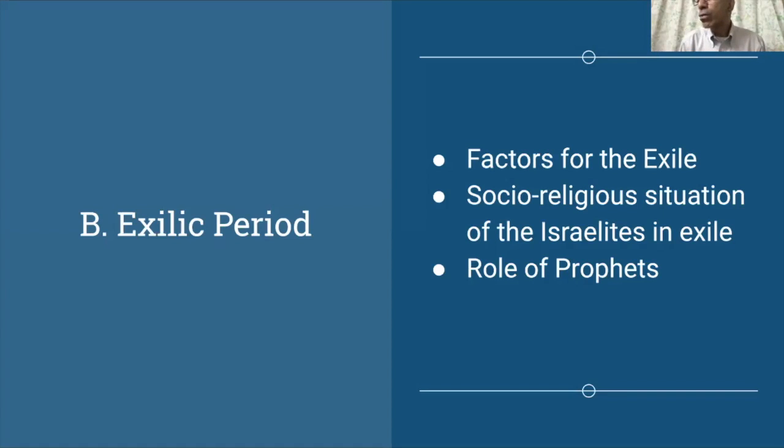So all the 12 tribes were there, put together right there in the south, among the in Judah. Okay. All right. So these are some of the specific factors for the exile. The social religious situation of the Israelites in exile is what I just shared with you just a minute ago.